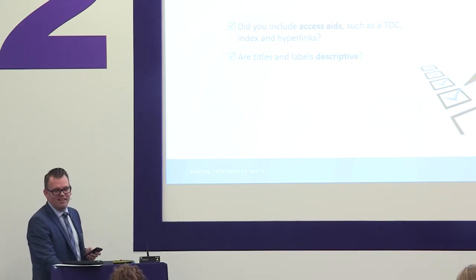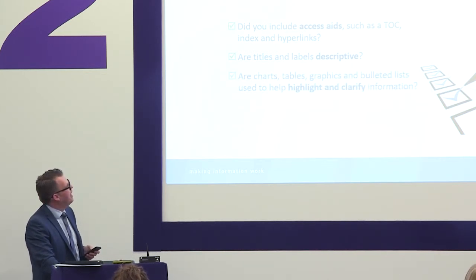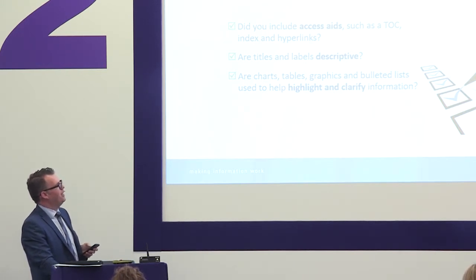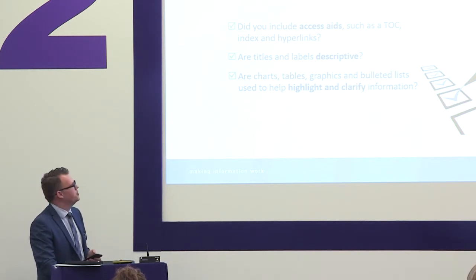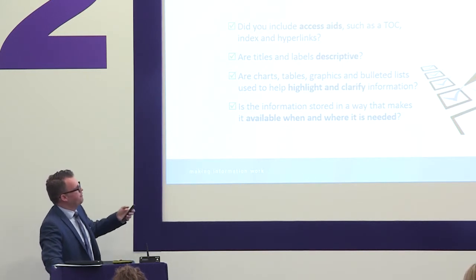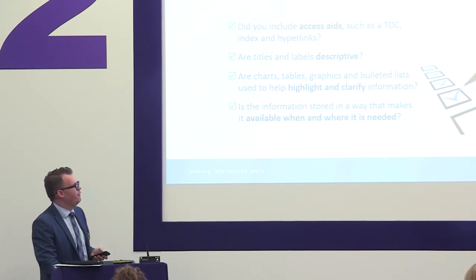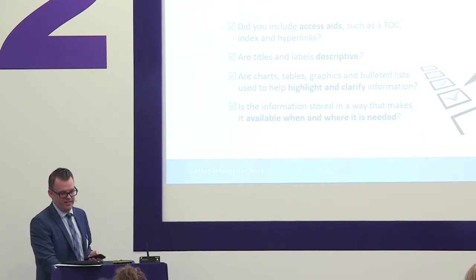The titles and the labels that we are using, are they descriptive? And the charts, tables, and graphics, and also bulleted lists, are they used to help highlight and clarify the information? And of course, is information stored in a way that makes it available where and when it is needed?